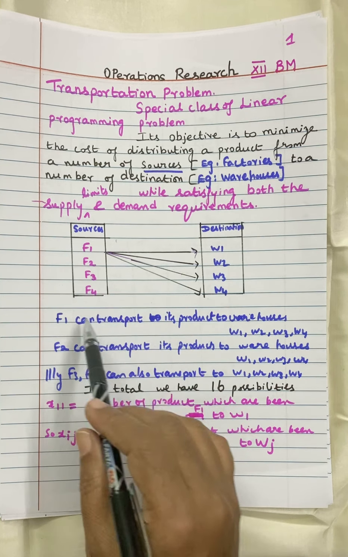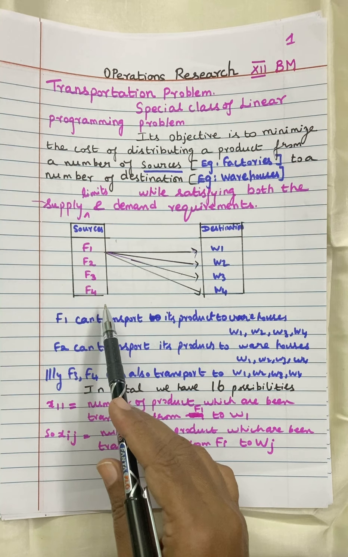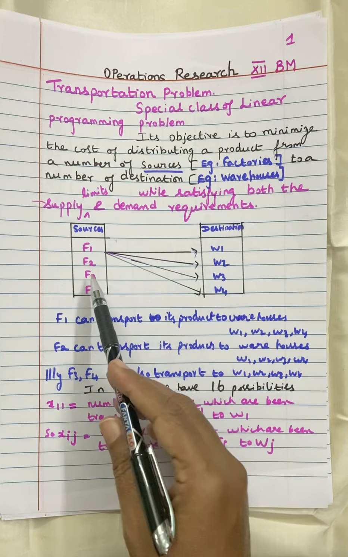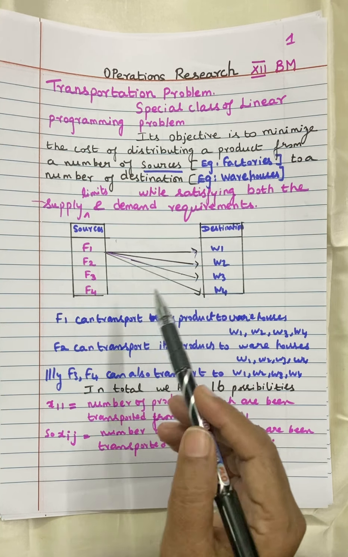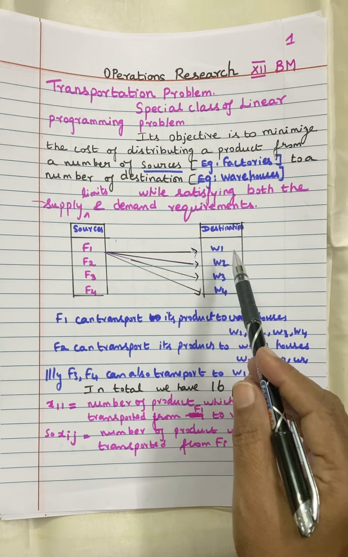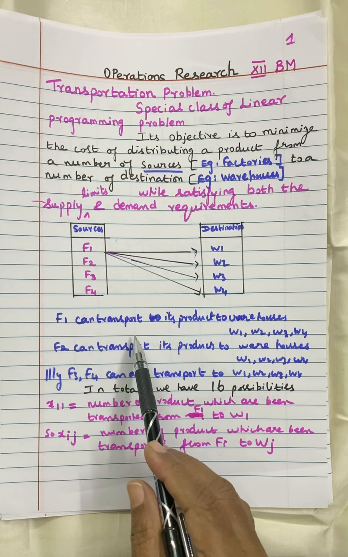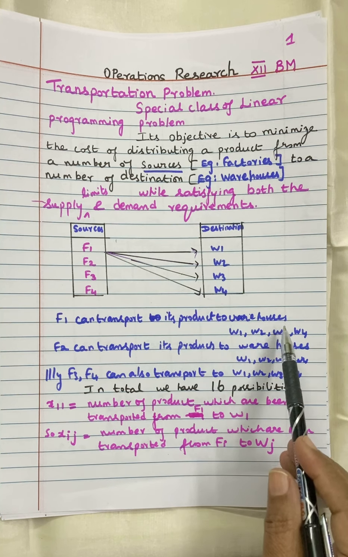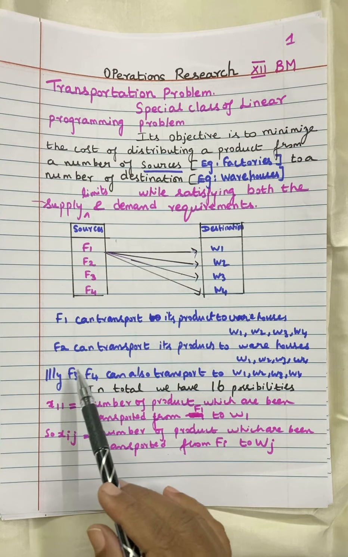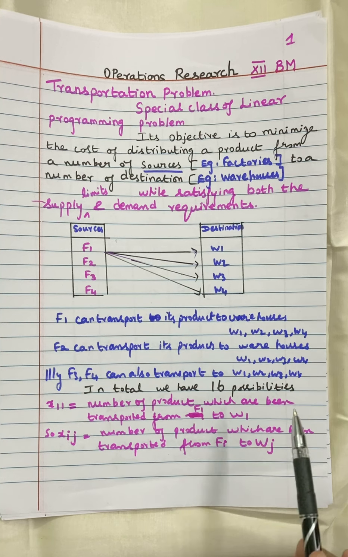For example, let us take a source. Suppose some factories are there, F1, F2, F3, F4. Some destinations, that is warehouses, where all the goods are sold. From factory 1, I can send my product to the first shop or second or third or fourth. So F1 can transport its product to the warehouse W1 or 2 or 3 or 4. Similarly, F2 can transport, F3 can transport, and F4 can also transport.